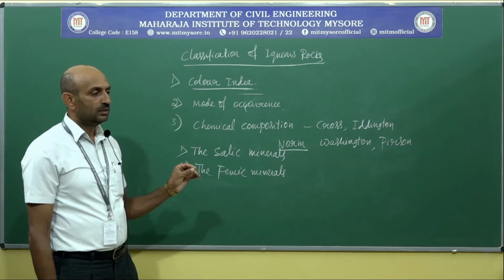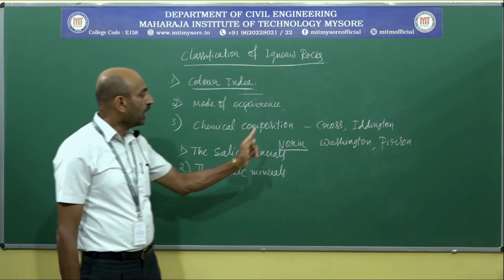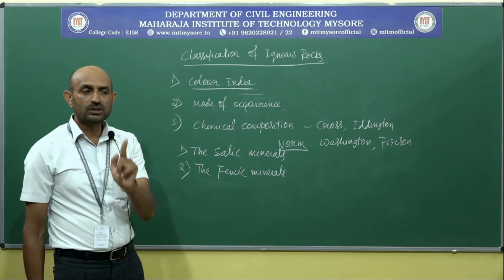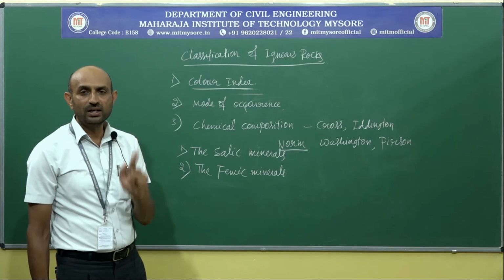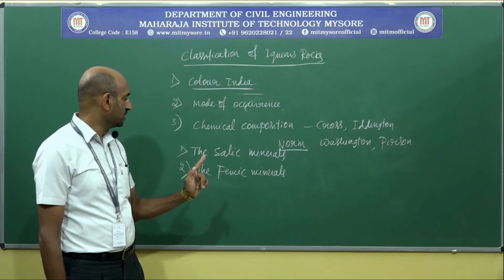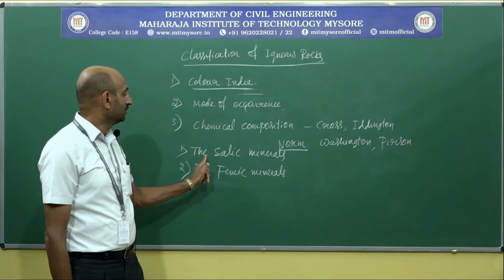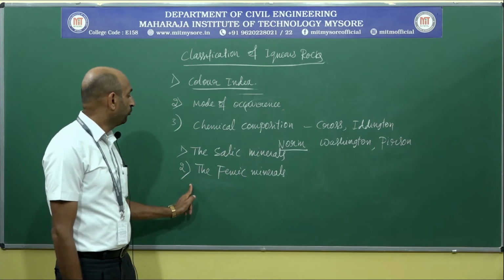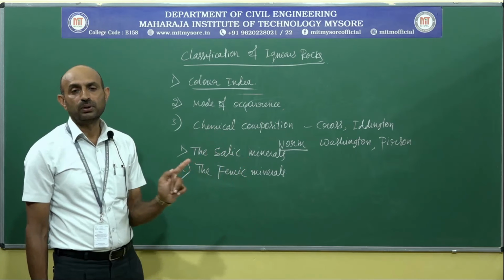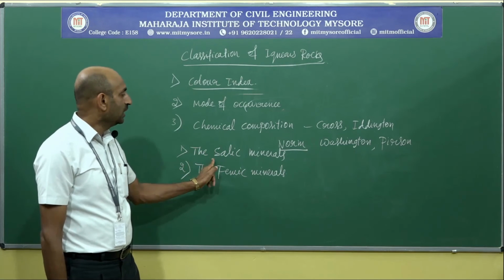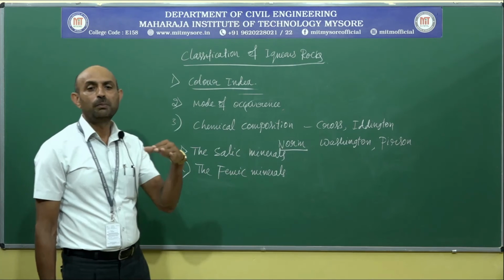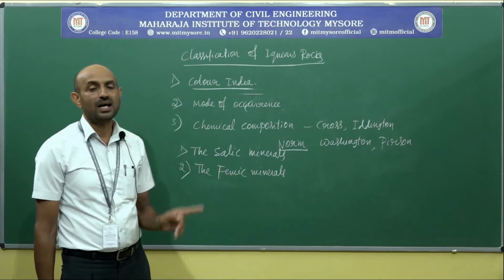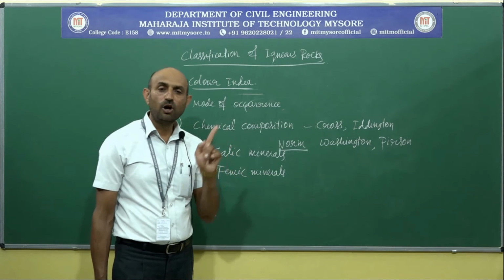Basically, by these four American scientists, igneous rocks have been classified into two divisions. They are the Salic minerals group and the Femic minerals group. Salic minerals appear in light color and the Femic minerals appear in dark color.